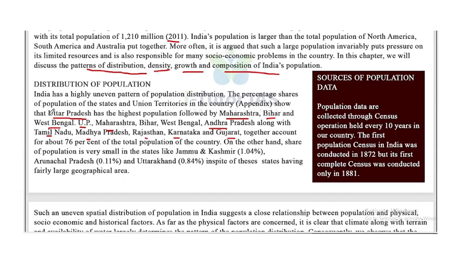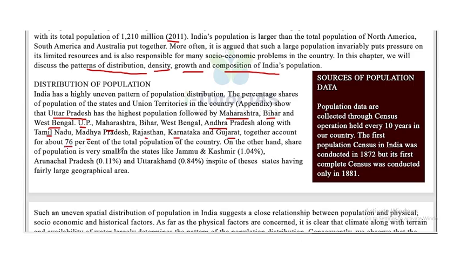So Uttar Pradesh has the highest population, and then Maharashtra, Bihar and West Bengal. Now UP, Maharashtra, Bihar, West Bengal, Andhra Pradesh along with Tamil Nadu, Madhya Pradesh, Rajasthan, Karnataka and Gujarat together account for about 76% of the total population of the country.